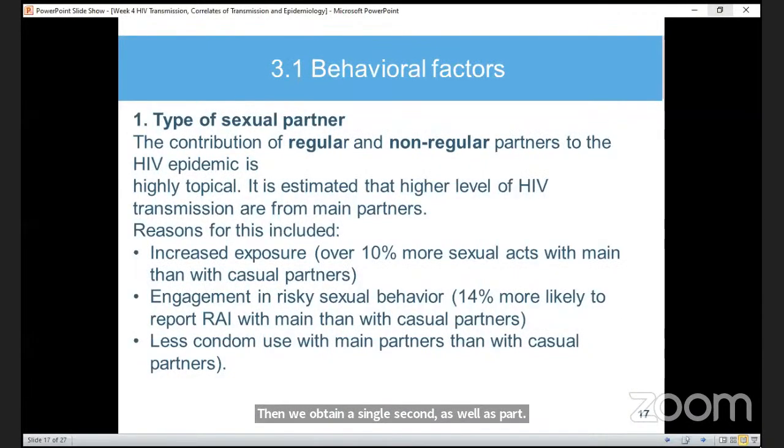So now, to the behavioral factors. We have number one, the type of sexual partner. Here there are two categories, and I want you to hear me and hear me good, because there is something interesting here. We have regular and non-regular partners.